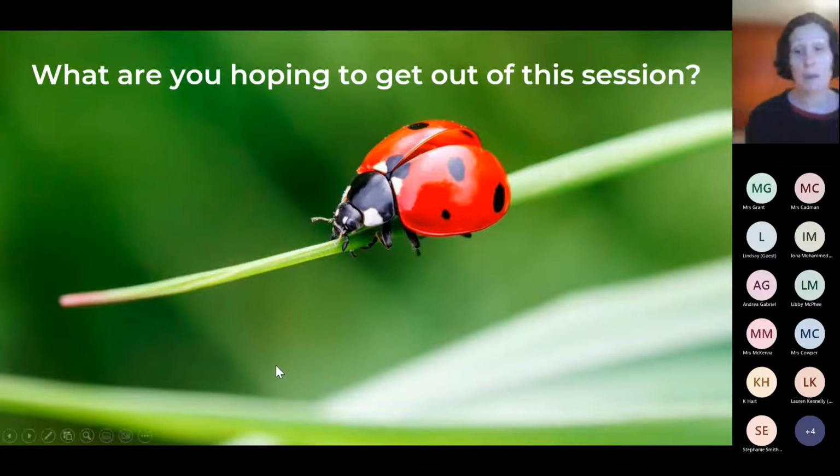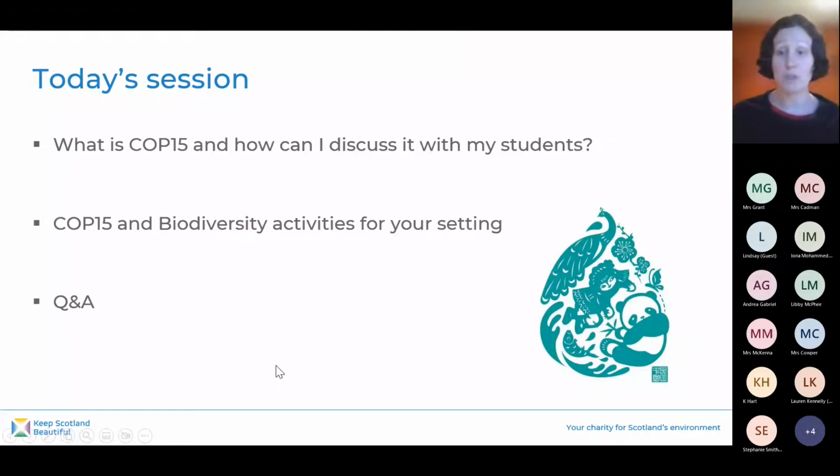So in today's session, we're going to talk about what is COP15 and how you can discuss it with your students. That includes COP15 and also biodiversity and the biodiversity crisis, and how you can think about discussing it with students of all ages. Thinking about COP15 and biodiversity activities for your settings, we've got a range of activities right from nursery up to high school, doing lots of different things. So more academic things you can do or more practical things you can do. We'll go through a series of those, all of which you can use for your Eco-Schools or your Leaf action plans. And then at the end, there'll be a bit of time for questions. If you do have any questions, anything that I didn't cover, anything else you want to ask me about, we'll have a bit of time at the end for that. So that's what we're going to cover today.